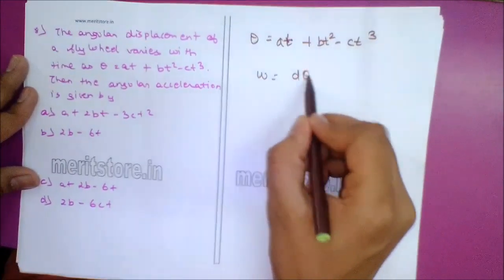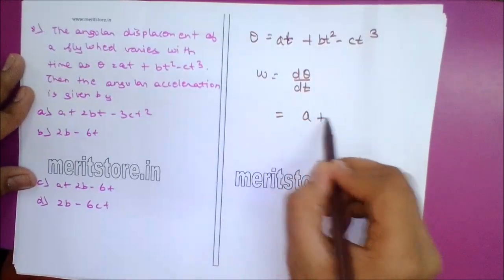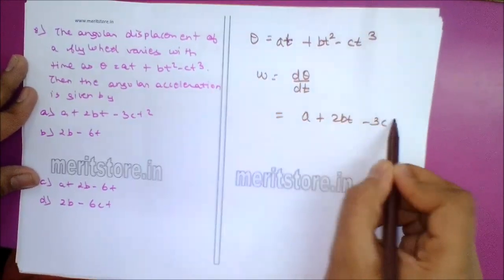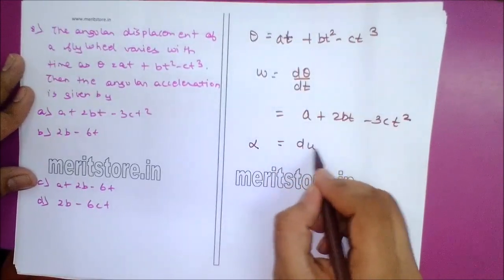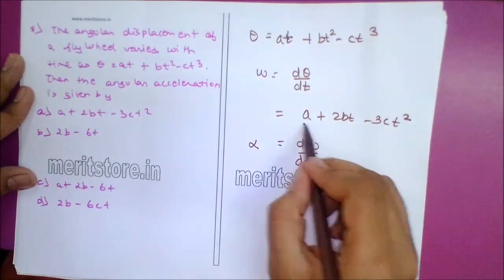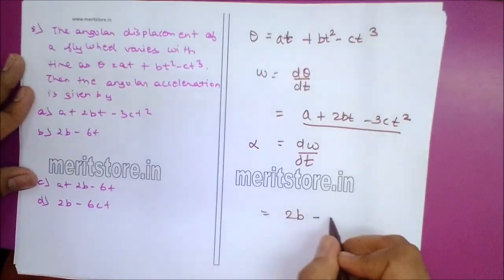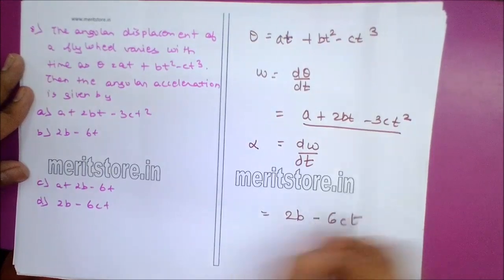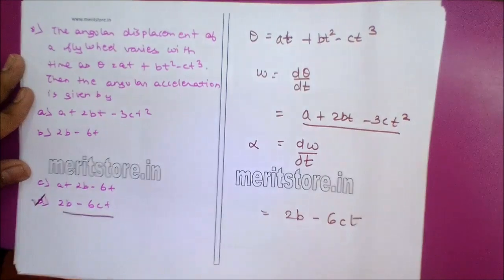Omega is nothing but d theta by dt. So a plus 2bt minus 3ct square. So value for alpha will be d omega by dt. Taking derivative of this, we get 2b minus 6ct. So option D, 2b minus 6ct is the correct answer.